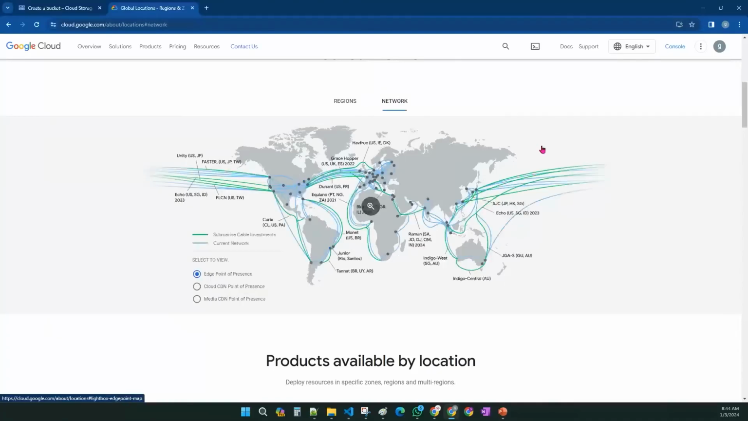So this is how the network is connected. Someone was asking about it, right? So this is how the network connection is, how the edge locations are connected.